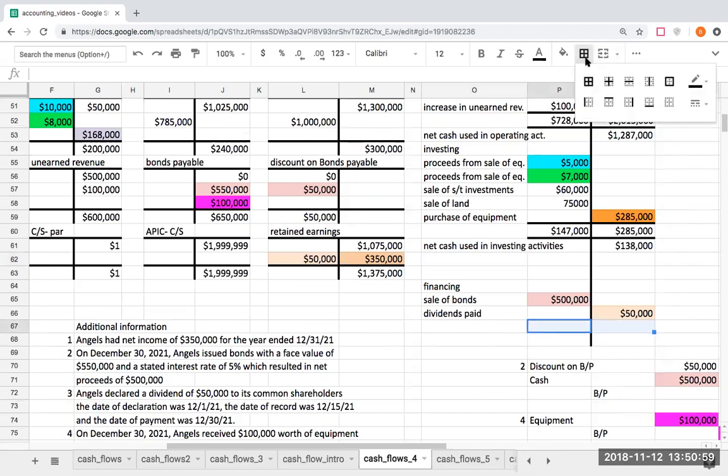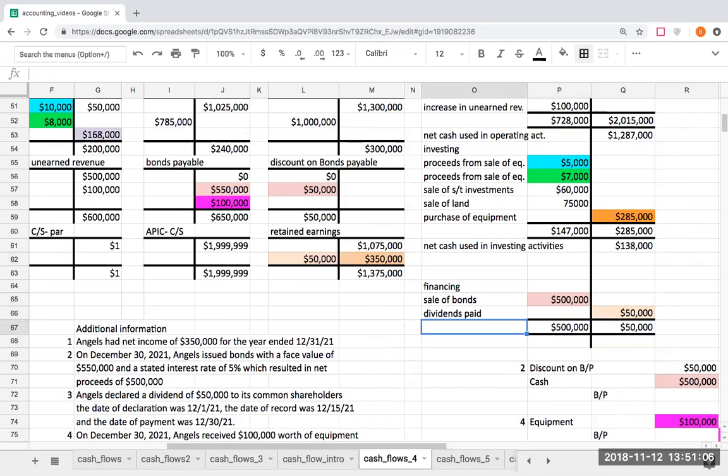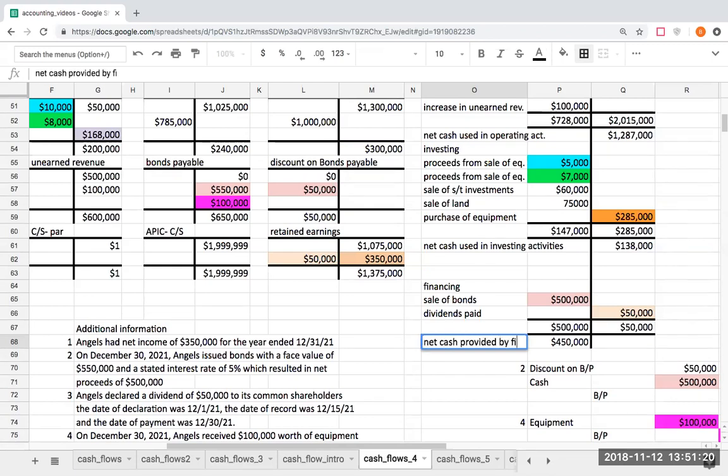Lastly, for financing, what I'm going to do here is go ahead and add these up. And in financing, because the number is a debit or a positive amount, I'm going to have here total net cash provided by financing activities.